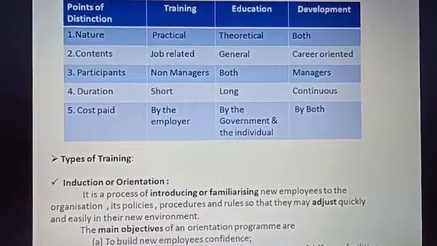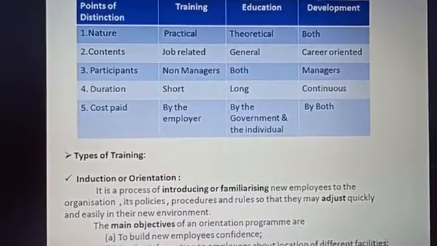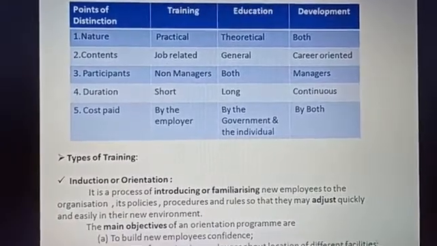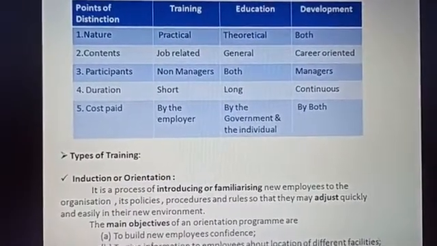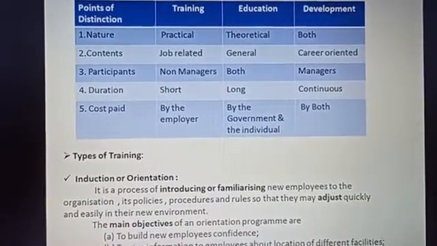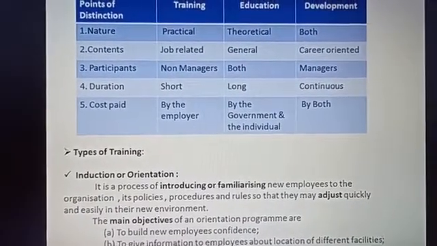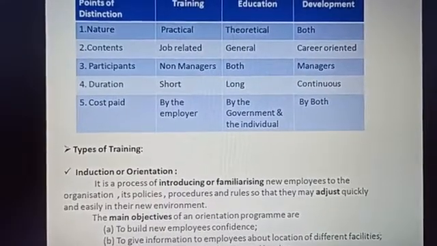Number 3, participants. Training can be taken by anyone, including non-managers. Education can be taken by managers and non-managers, and development is only meant for managers. Number 4, duration. Training is a short-term process. Education is a long-term process, while development is continuous.